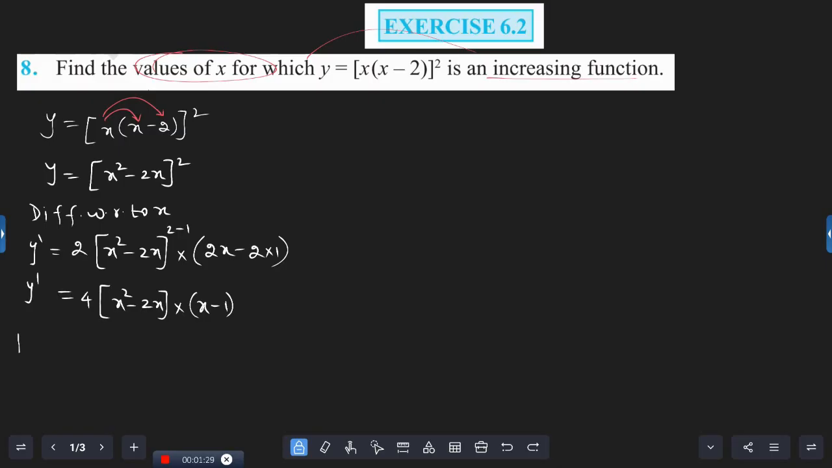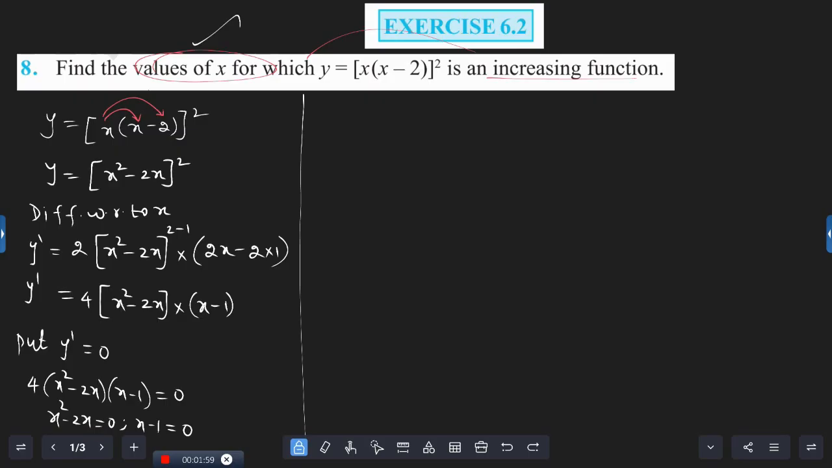Understand? Now put y dash equal to 0 for finding the value of x. So 4 into x square minus 2x into x minus 1 equal to 0. Multiply 4, when you send it to the opposite side, it divides, and 0 divided by anything is 0. So x square minus 2x equal to 0, and likewise x minus 1 equal to 0. Now if we take x common outside, x minus 2 is equal to 0, and here minus 1, when you send it to the opposite side, x is equal to 1.